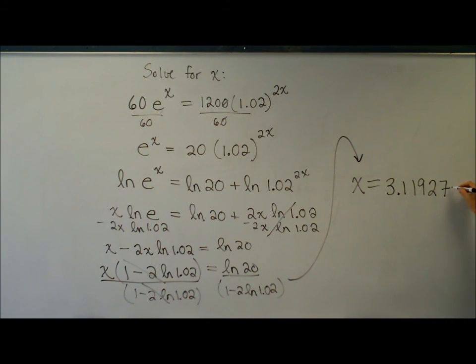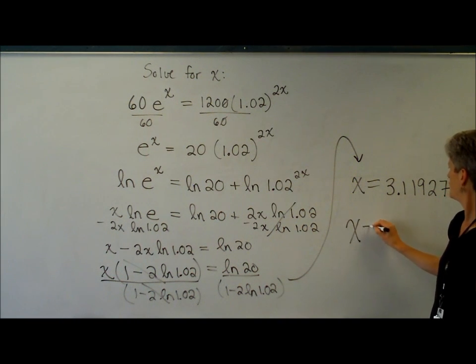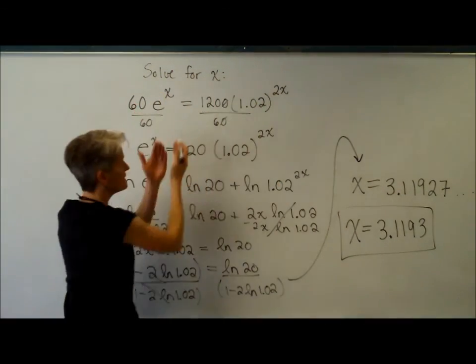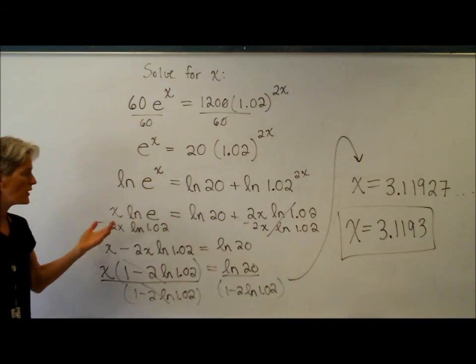I get 3.11927. I guess that's probably enough. So why don't you, yeah, you want to round it to 4 places? Why not? 3.1193. So if I'm talking years, it would take about 3 years for those two quantities to be equal to each other, or whatever.